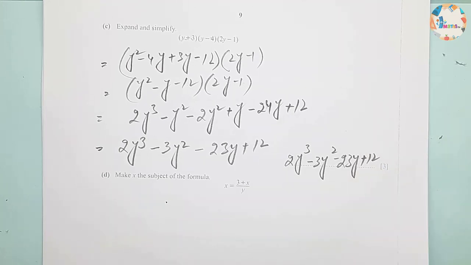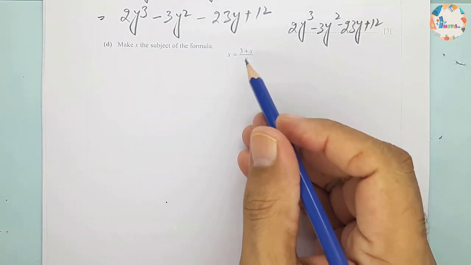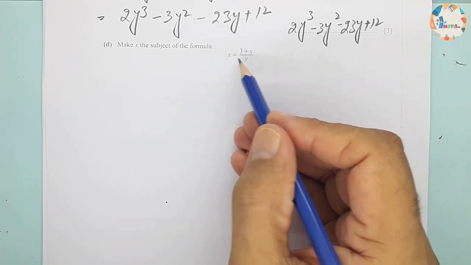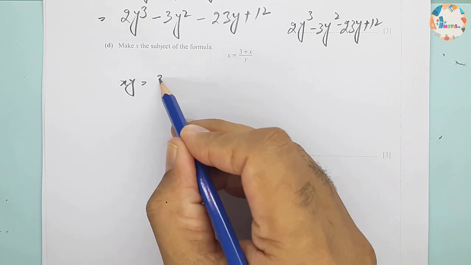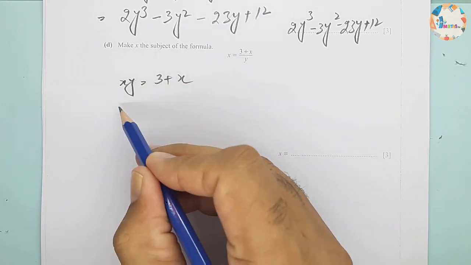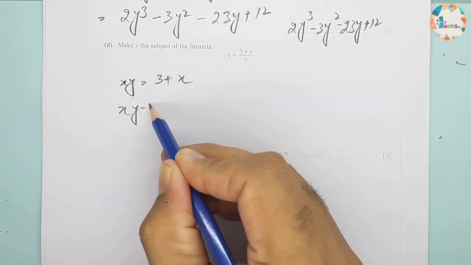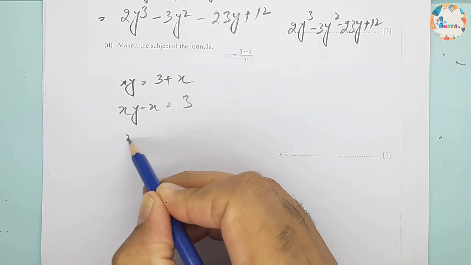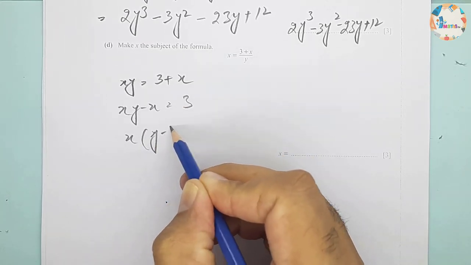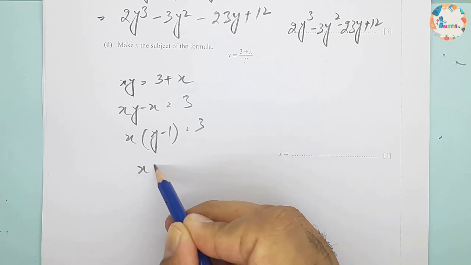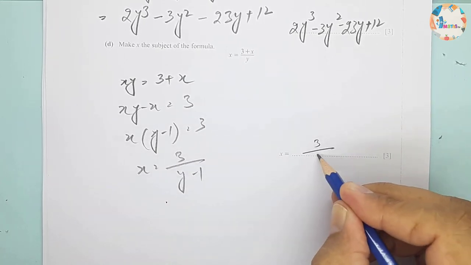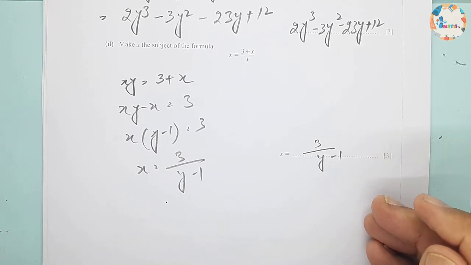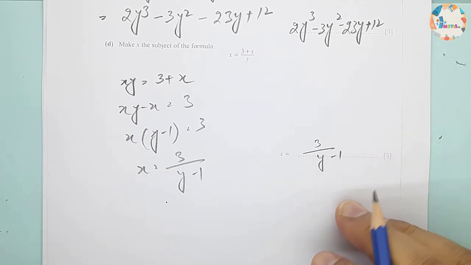This is done. Make x as a subject, so x is on both sides, we will cross multiply, so xy is equal to 3 plus x. Now this x we can shift to this side, xy minus x is equal to 3, x we can take common, so it will be x times y minus 1 is equal to 3, x is equal to 3 over y minus 1. So 3 over y minus 1, this will be our final answer.